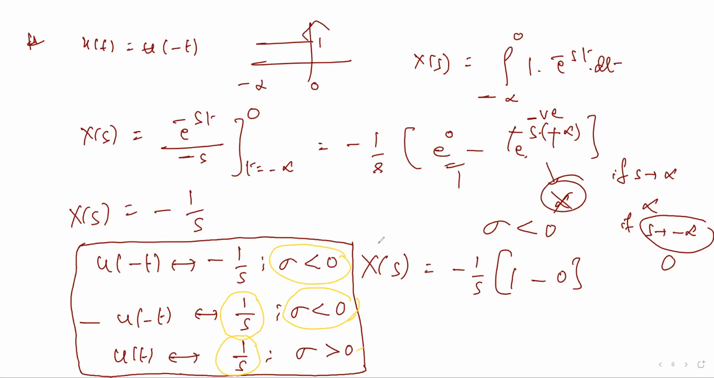Now ramp function. Ramp function. X of t is equal to t into u of t. Okay. Ramp function, just for observation, r of t, no Fourier transform.